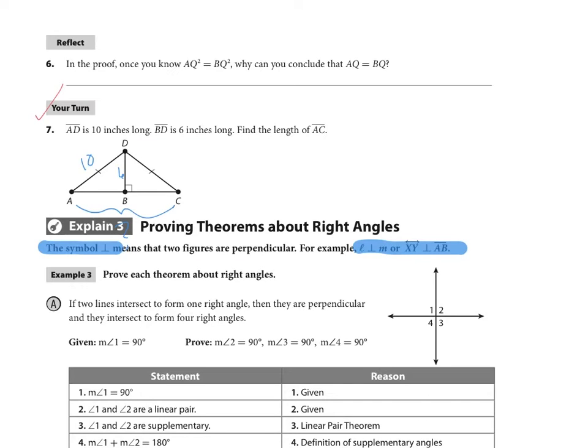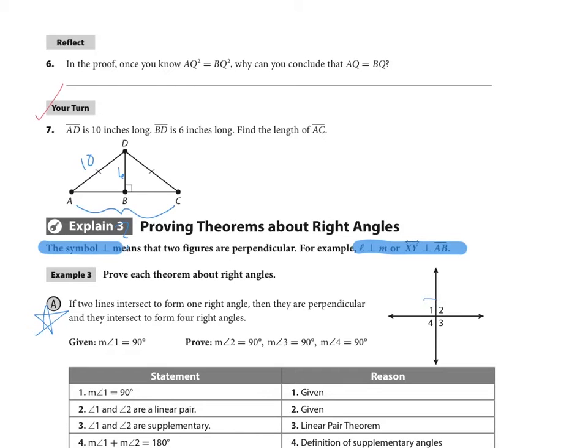So that's AB. So again, we're walking through some theorems about right angles. I'm hoping that most of these are self-explanatory for you, and it makes sense as we just talk through the proofs here, but I just want to highlight these two things. First off, if two lines intersect to form one right angle, then they are perpendicular and they intersect to form 4. So let's take a quick look at that.